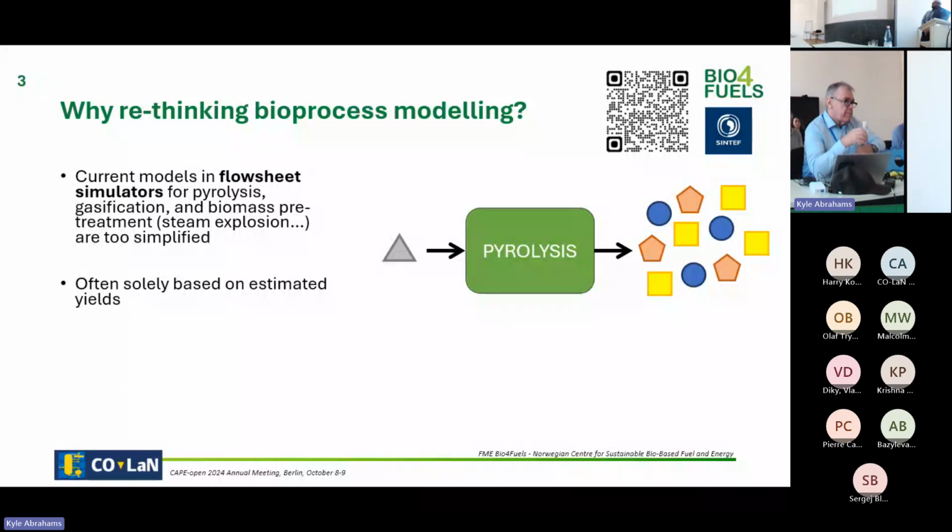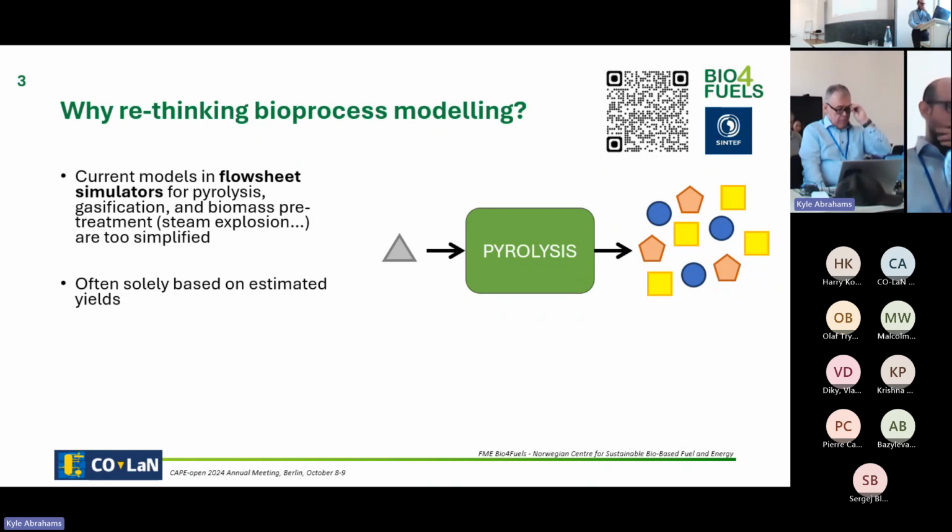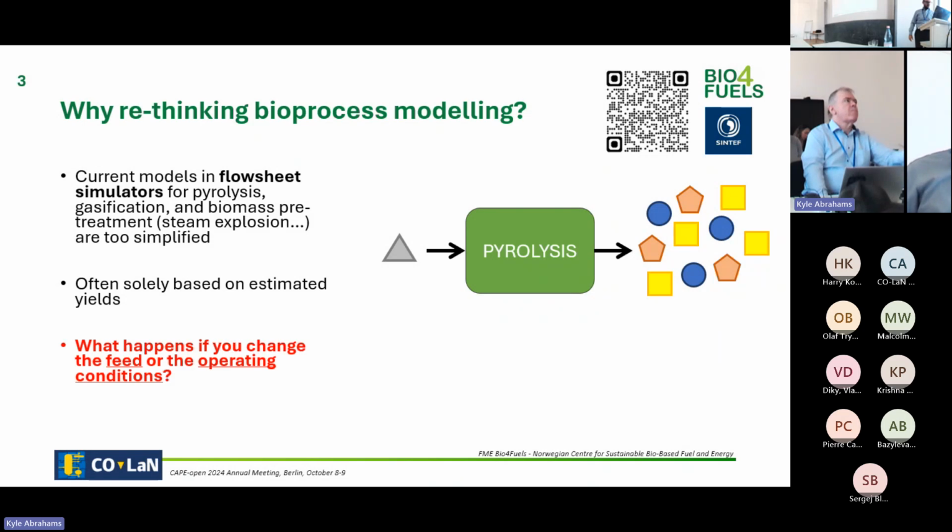So why do we need to rethink bioprocess modeling? Because currently the flow sheet simulators, just to put in Aspen Plus, Aspen analysis, and you need to design pyrolysis, gasification, biomass pretreatment, these tools are too simplified because quite often you need to define yield and that's all. So essentially, if we have a process and we are feeding something from experimental data, we can tune the model and know what the output of this pyrolysis process is.